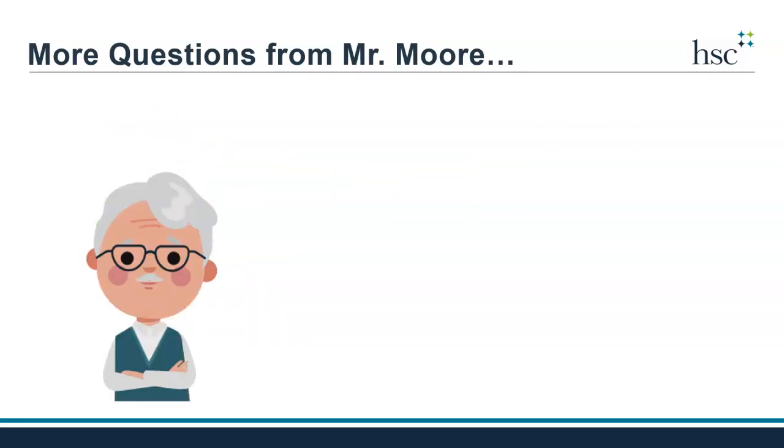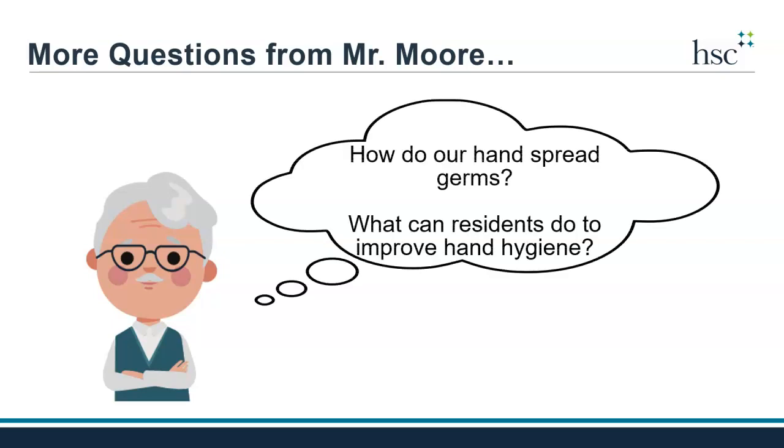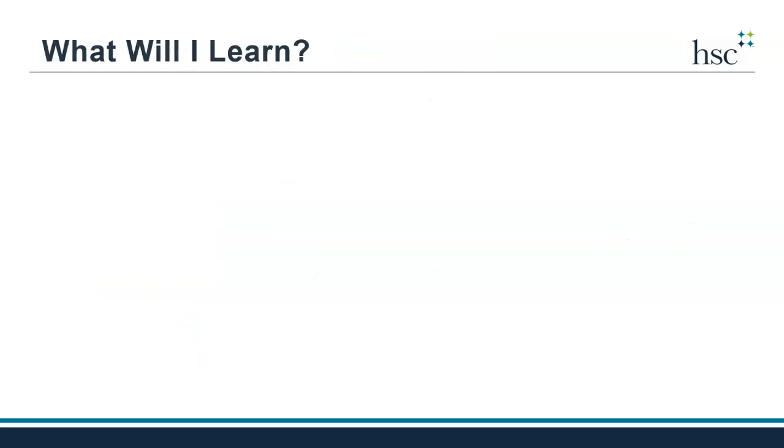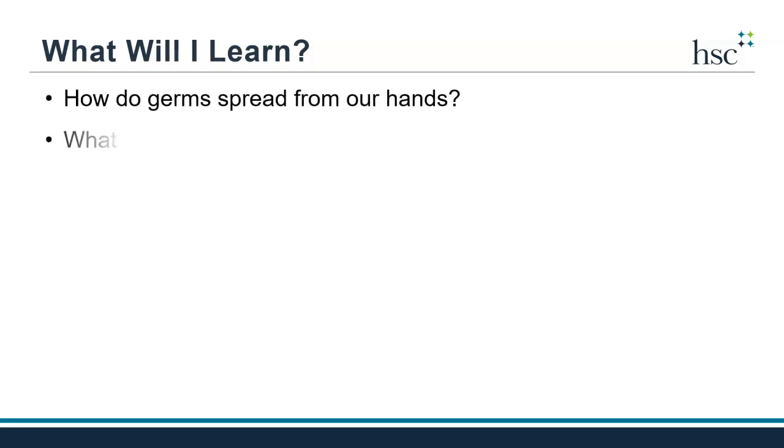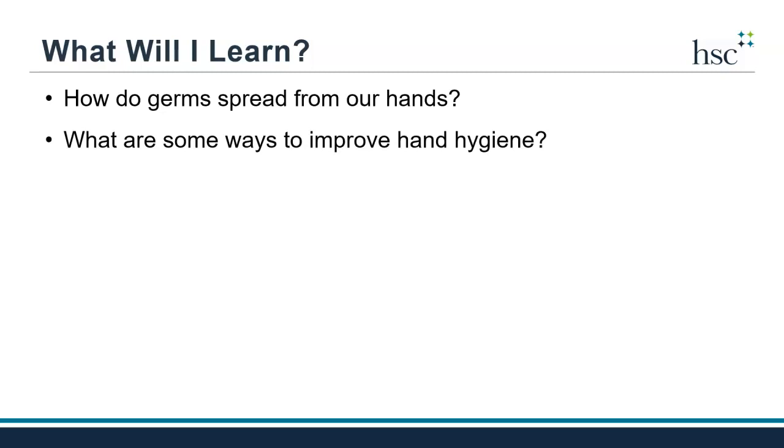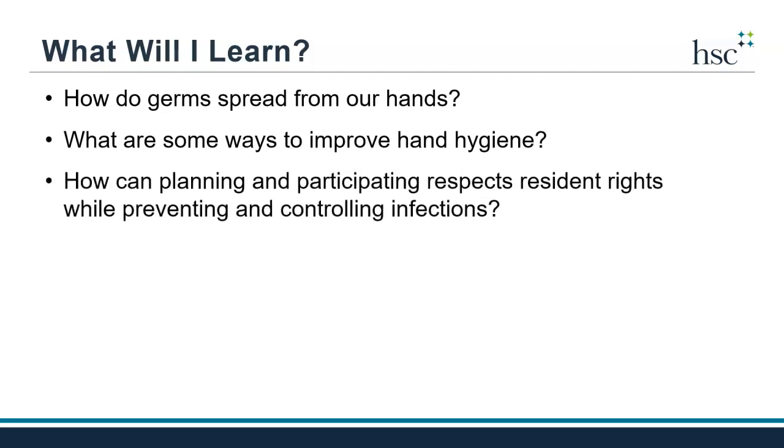With this new information, Mr. Moore wonders, how do our hands spread germs? And what can residents do to improve hand hygiene? After this lesson, you will be able to answer the following questions. How do germs easily spread from our hands? What are some ways to improve hand hygiene? And lastly, how can planning and participating respect resident rights while preventing and controlling infections?